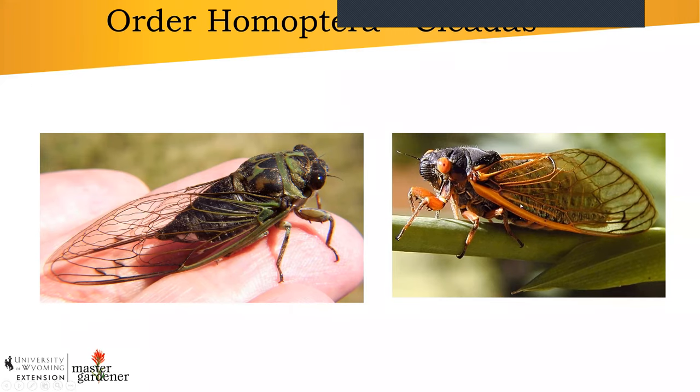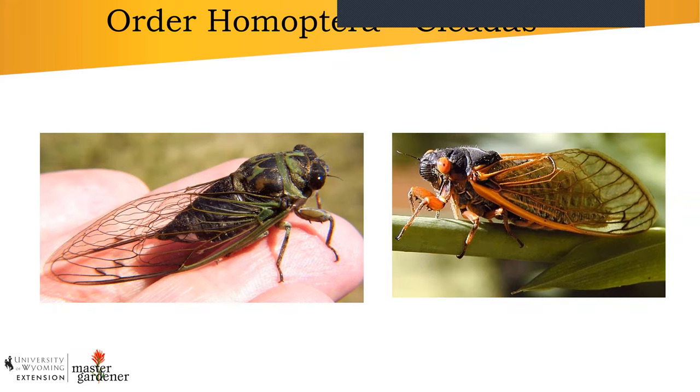But then we have other smaller species that will emerge after 2 or 3 years feeding on tree roots and can attract attention because when they emerge after spending that long in the soil, they have one thing on their mind, and that's mating and finding mates. A lot of them make noises, so you'll hear them more often than you'll see them.